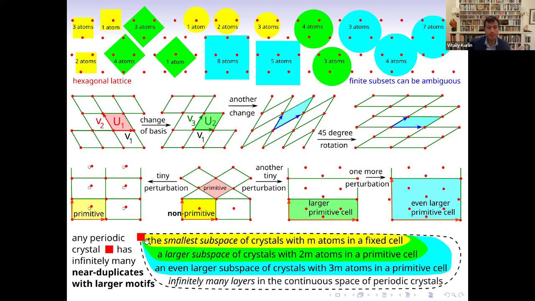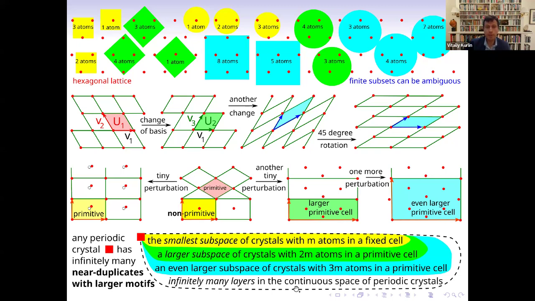Even under this translational symmetry only, we still could go to any periodic crystal that is still infinitely close to many subspaces of growing complexity: having the same number of atoms in a fixed cell, or twice the number of atoms, or three times the number of atoms, and so on. So from that point of view, our space of rigid classes or isometry classes is very complicated, because every periodic structure is highly singular. Every point in our space is singular from this point of view.